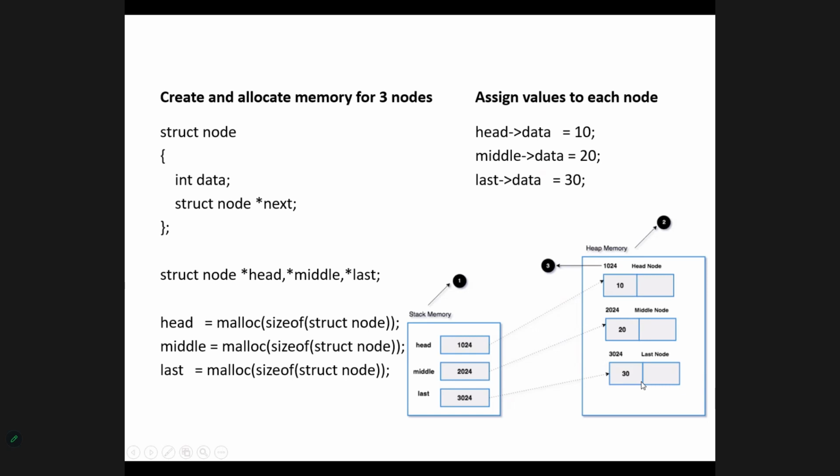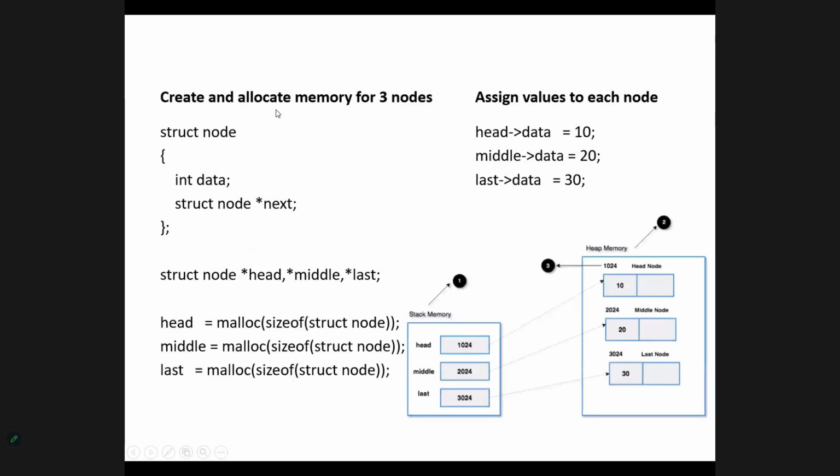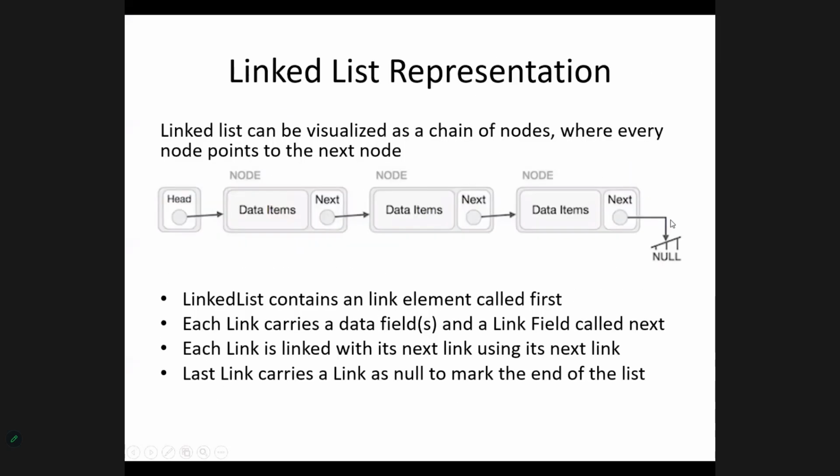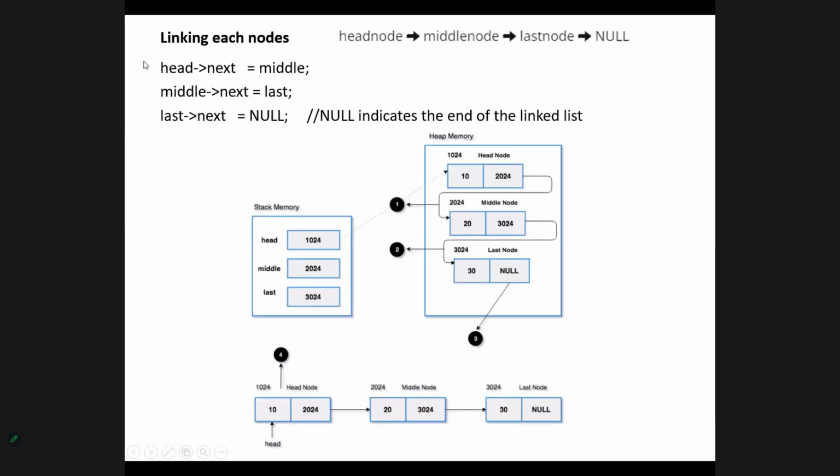So that part is pending, but these stack and heap memories are created with these code segments, right? So the next step is linking each node. Head next should be middle, middle next should be last, last next should be null. So can you remember? The last one should point to null. With this code segment, we can link each node.